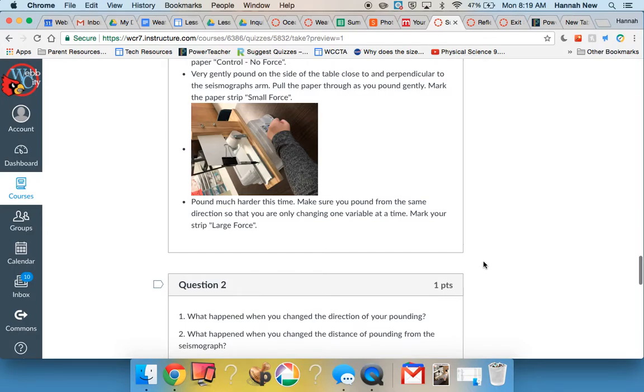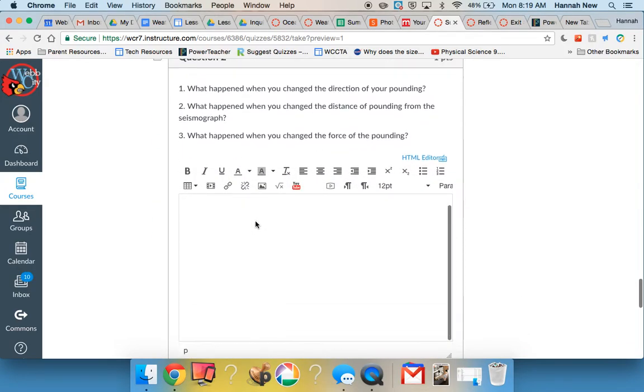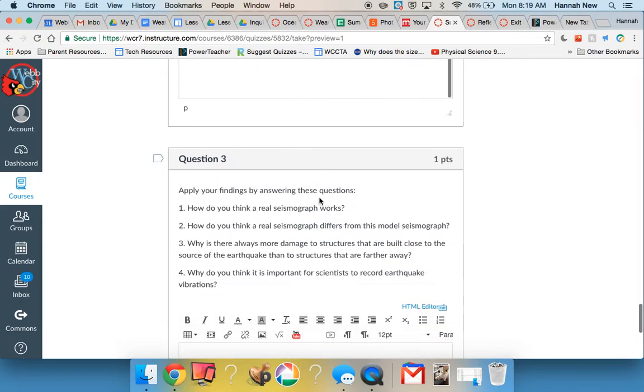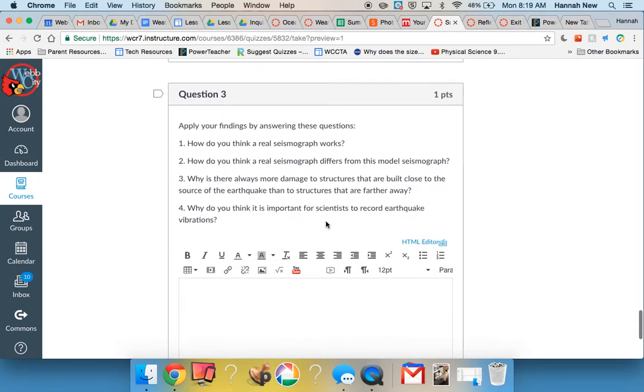Now, don't hit it hard enough to where it falls off the table and breaks. You just want it harder than you had it the first time. Once you have a decent amount of data, you're going to stop and label your strip large force. Then there are 2 sets of questions you need to answer. These are your reflection questions, and these are kind of taking it a step further and applying it to actual seismographs in the real world.